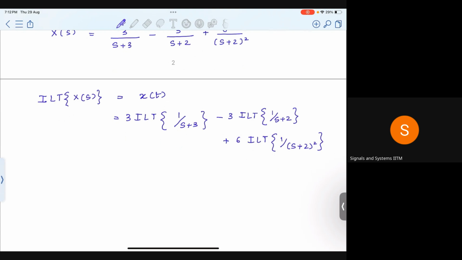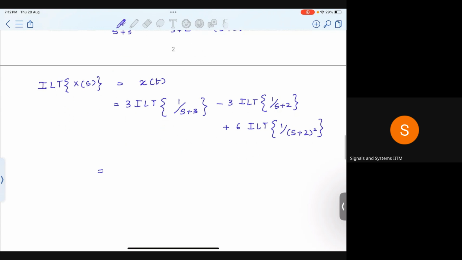And what are these things? So we know that this is 3 times e power minus 3t u of t, and minus 3 times e power minus 2t u of t, and plus 6 times t e power minus 2t u of t. So this is the inverse Laplace transform. In other words, this is your x of t.